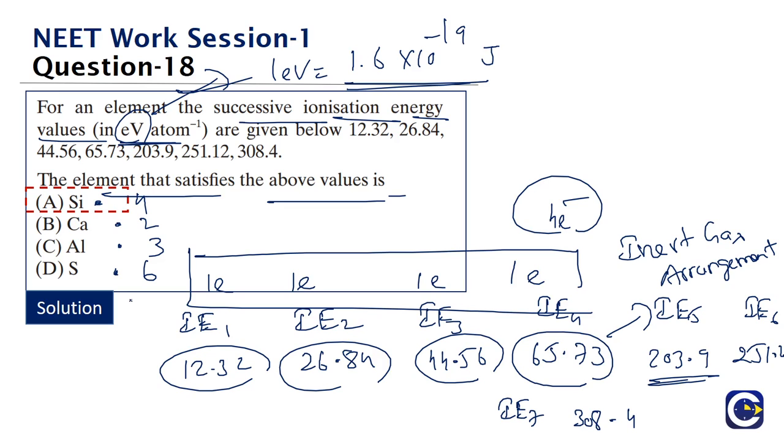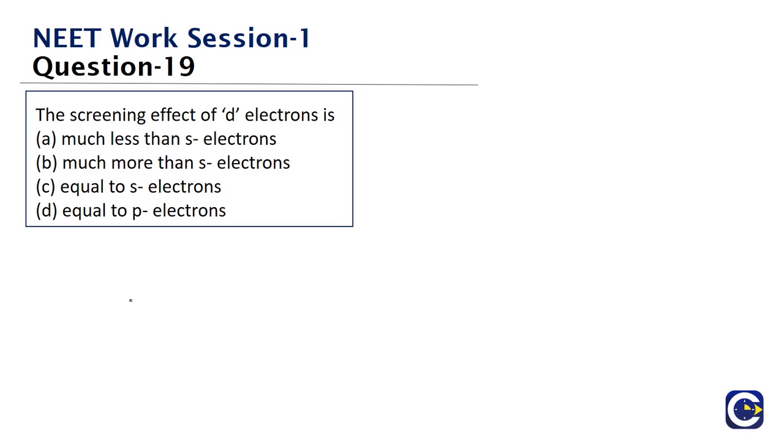What is the trend that is looking here? After the IE4 value, from IE4 to IE5, we are seeing a sudden jump. Means till the removal of 4 electrons, you see an increase, but step by step, gradual. From the 4th electron removal to the 5th electron removal, you are seeing a sudden jump. Means what? That is where you are moving away from a stable arrangement, which is typically our inert gas arrangement. Means the element could be having 4 valence electrons, and the one that will suit our requirement is silicon. Okay. We'll go to next question.